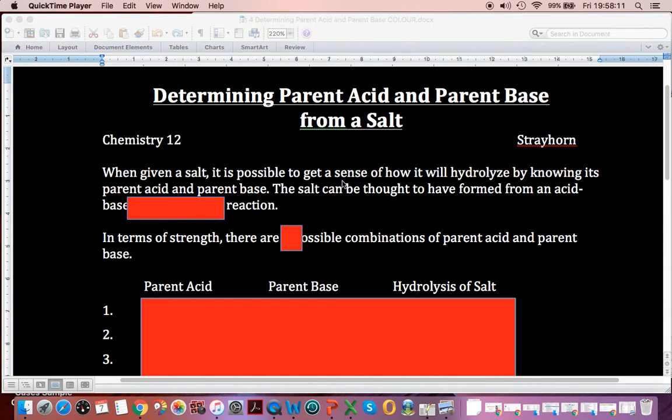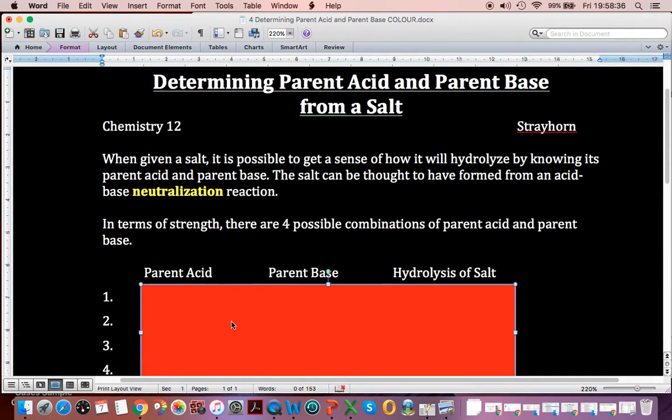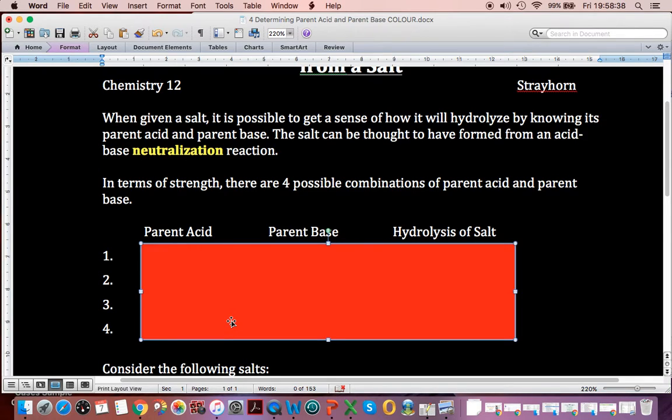When given a salt, it's possible to get a sense of how it will hydrolyze by knowing its parent acid and parent base. You have to remember that these things come from a neutralization reaction. So we want to look at the strength of acids and bases and look at the possible combinations that we can get. Let's take a look at these combos.